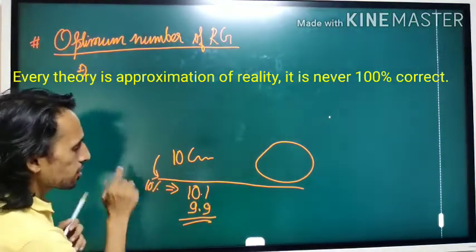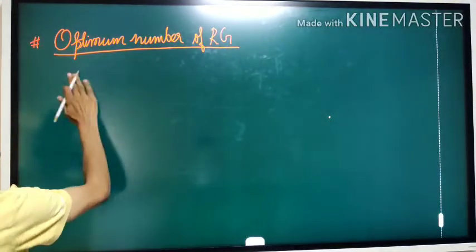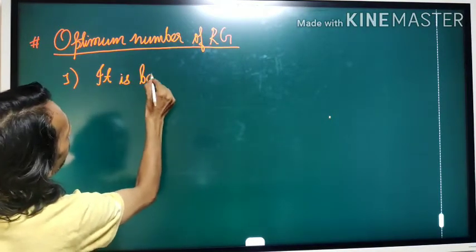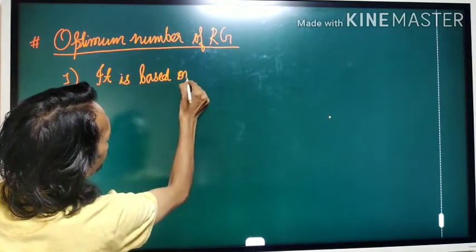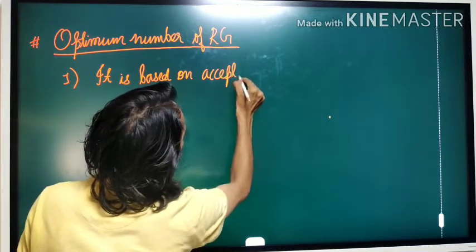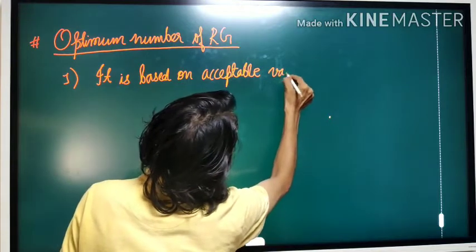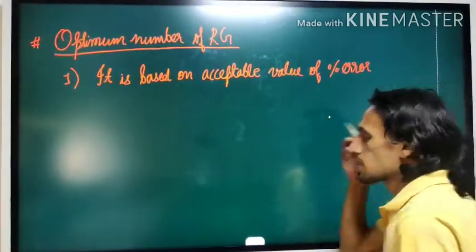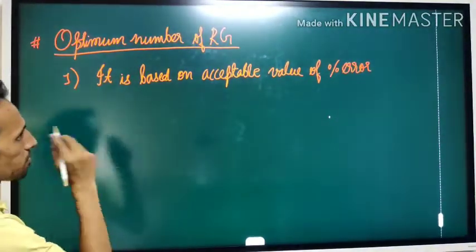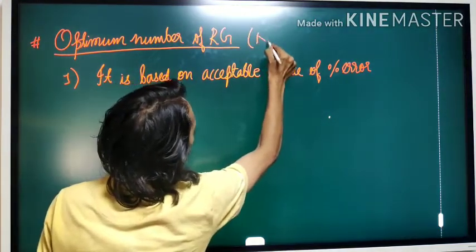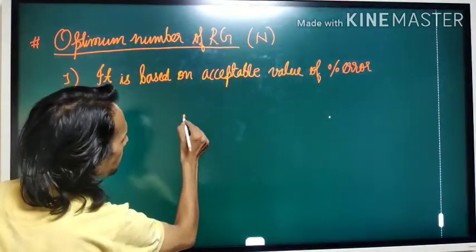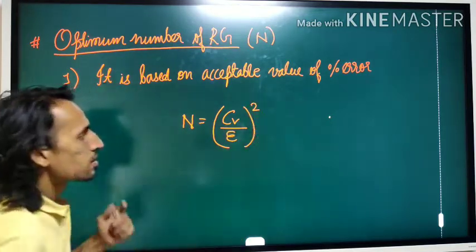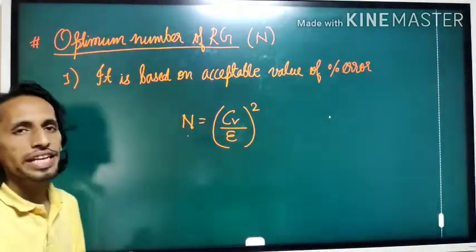So based on this, the first point is that if you want to calculate the optimum number of rain gauges, it is based on an acceptable value of percentage error. Some percentage error must be there. Let us call the optimum number of rain gauges N. So the value of N is given as N equals (CV divided by epsilon) whole squared. Here N is the optimum number of rain gauges.